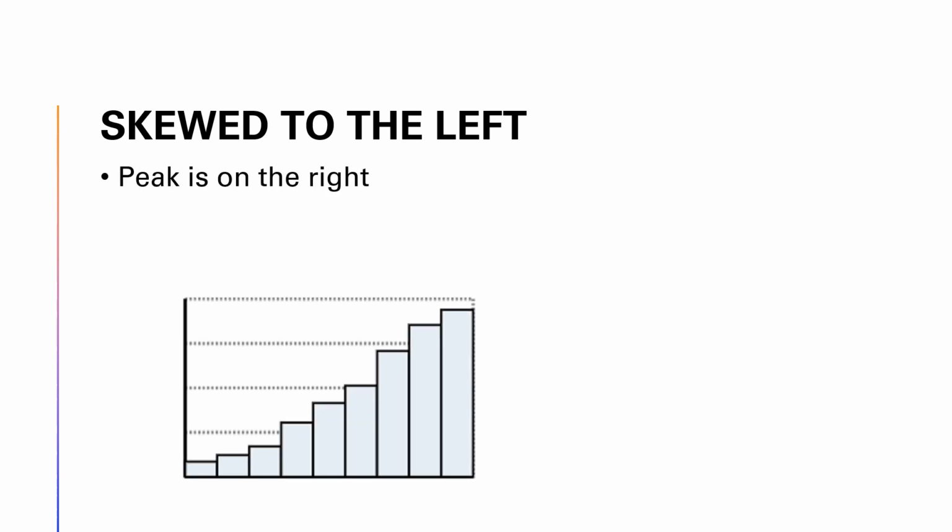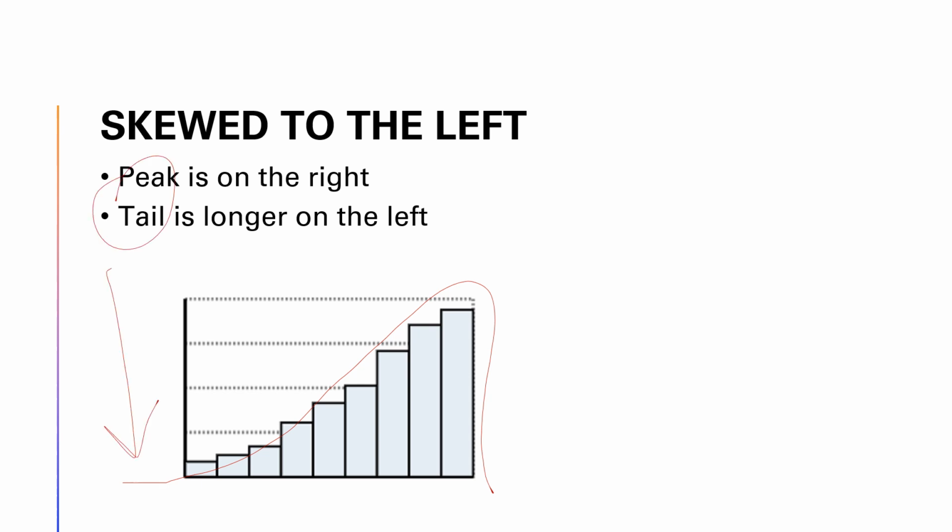Now let's look at skewed to the left. So if a distribution is skewed to the left, that means the peak is on the right, and the tail is longer on the left. Again, what do we mean by tail? That's if we were to draw a smooth curve over this histogram, it would look something like that. So you can see the tail is longer on the left-hand side.